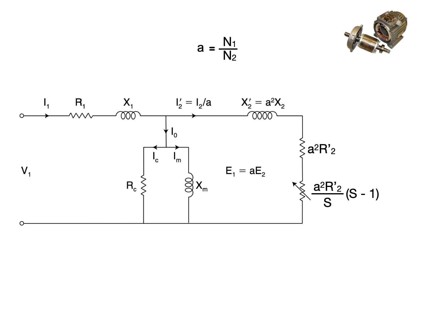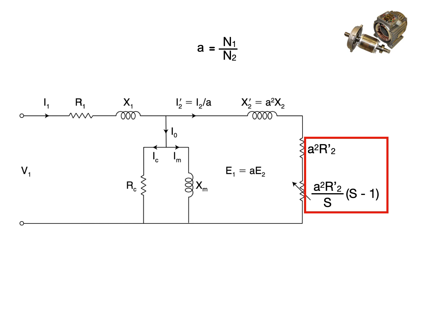For voltage, E1 is equal to A E2. For current, I'2 is equal to I2 divided by A. Reactance, X'2 is equal to A squared X2. And resistance, R'2 is equal to A squared R2. These terms come from the fact that the rotor resistance, when referred to the stator, must also be modified by the slip S to model real power transfer.